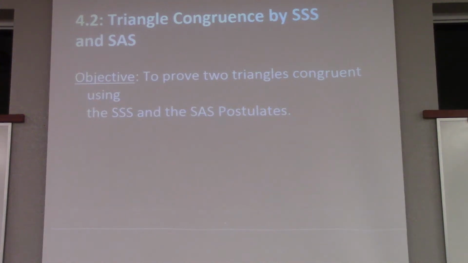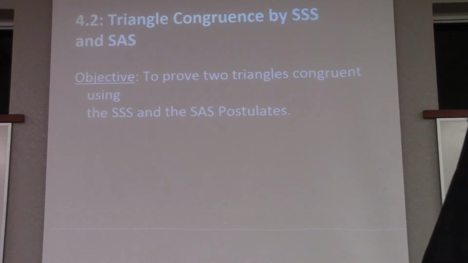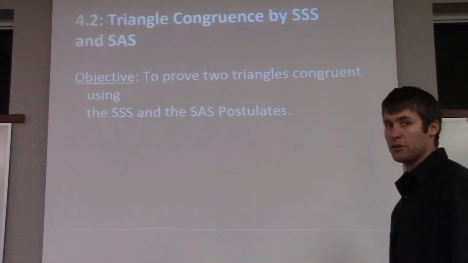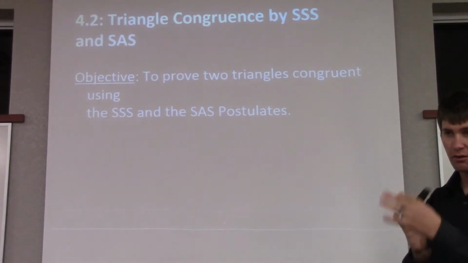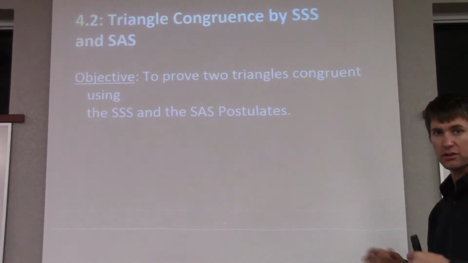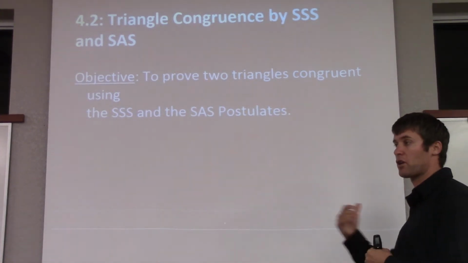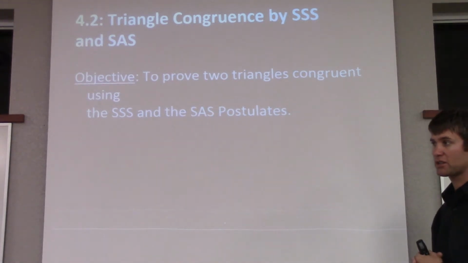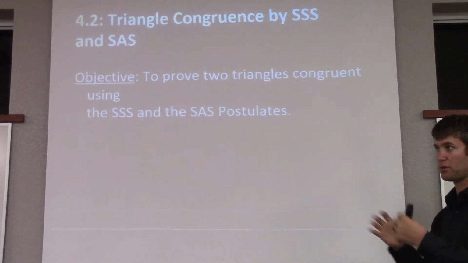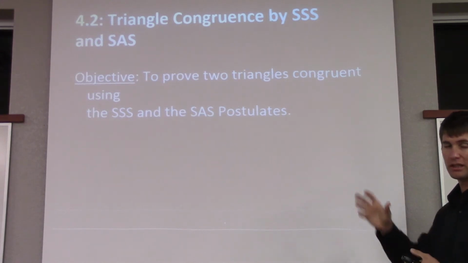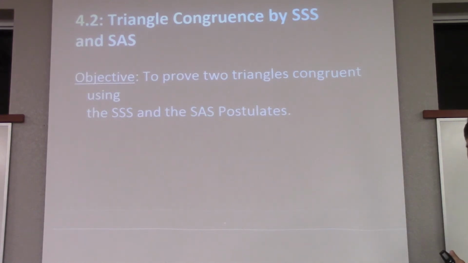Morning class, we're going to go over 4.2, proving triangles are congruent by side, side, side, or side, angle, side. So yesterday we went through and said if all the parts are congruent, then the whole thing's congruent. Well, what we're going to go over the next couple days is we don't actually need to know that every single part's congruent to conclude that the whole triangle is congruent. We just need to know three things in these cases.